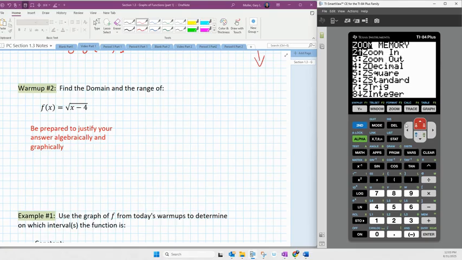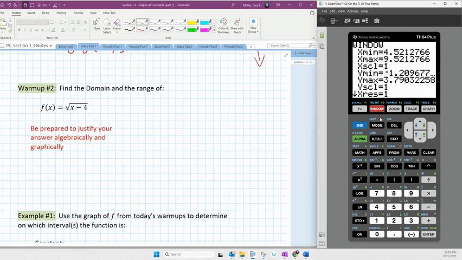So for example, I can go over to my window and I can say, look, I know this thing doesn't exist below 4. So I'm going to say, I want to see from 3 and I want to go to 15. But I don't know what the outputs are, right? So I don't know what the Y values are that I want to plug in. I just know I'm really interested in this domain.